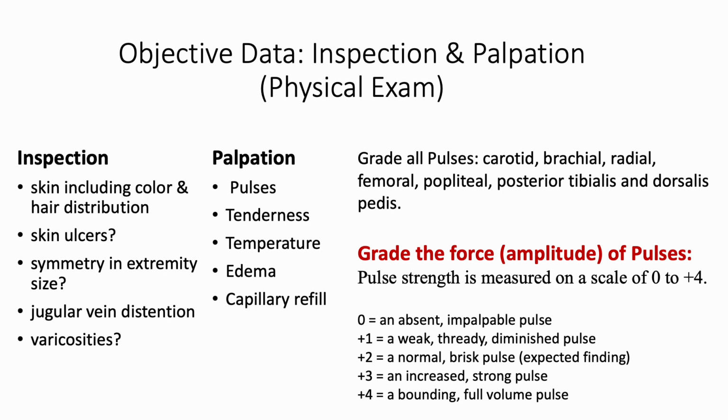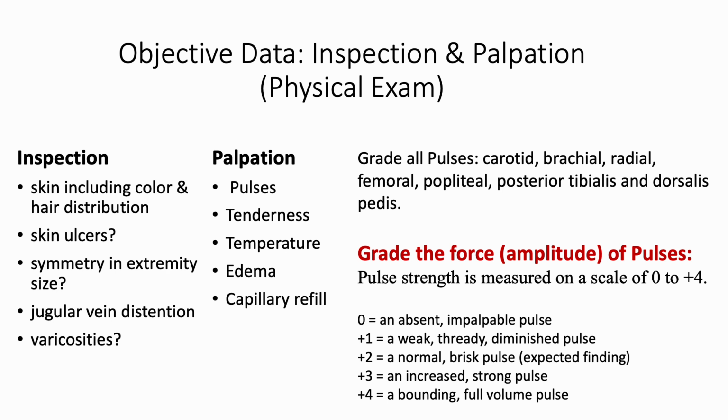You're going to palpate each of the pulse areas. You're going to check for tenderness, temperature, edema, and cap refill. And as we learned from the cardiac lecture, for the pulses we measure, there's a grading for this, and this is the amplitude of the pulse. If you don't feel a pulse, or it's just not palpable, it's a 0. If it's very weak and thready, that's a 1+. 2+ is normal, brisk, expected finding. A 3+, it might be a little bit increased. And 4 is bounding, very full volume pulsing, very high pressure.